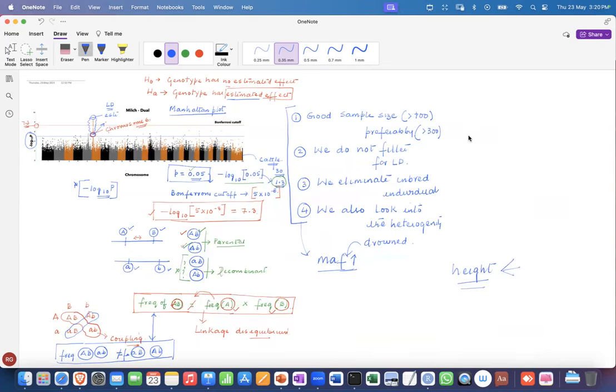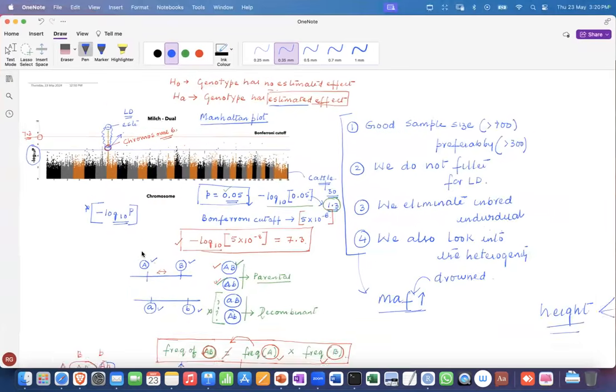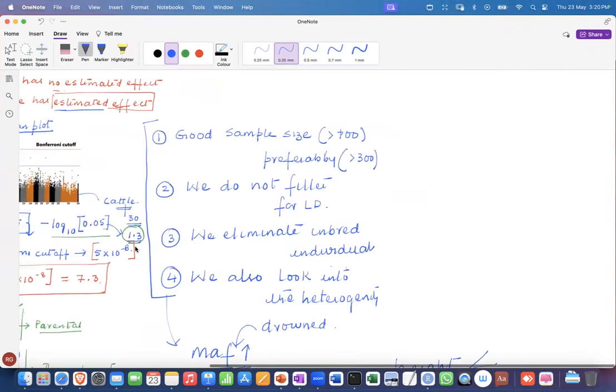Oh, I forgot this. Sorry, guys. One second. Oh, how did I forget this? There are two kinds of cases that we study. Oh, yeah, I remember this. Yeah, there are two kinds of studies in GWAS.